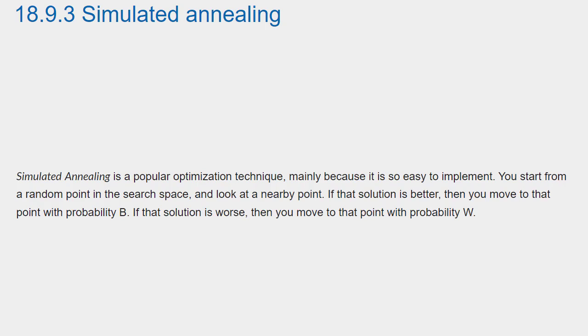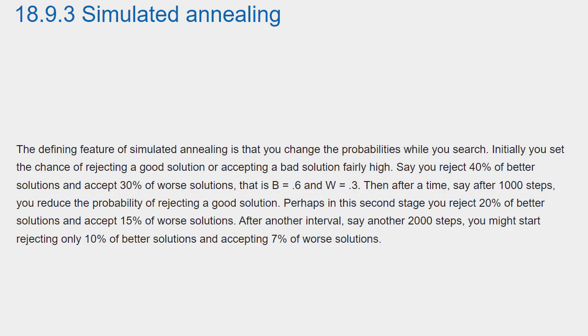Simulated annealing is a popular optimization technique, mainly because it is so easy to implement. You start from a random point in the search space and look at a nearby point. If that solution is better, then you move to that point with probability B. If that solution is worse, then you move to that point with probability W. The defining feature of simulated annealing is that you change the probabilities while you search.